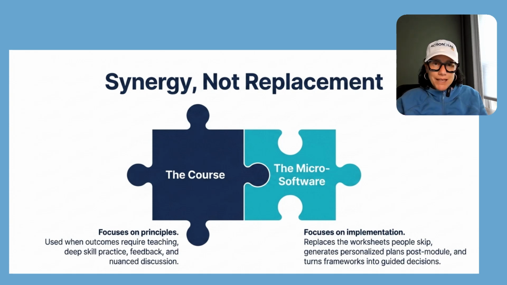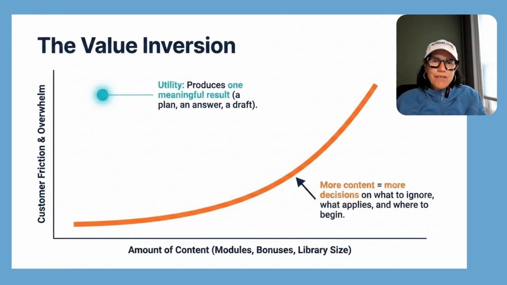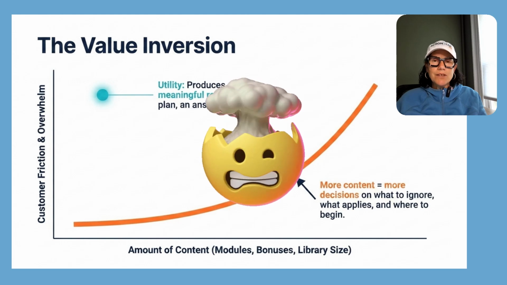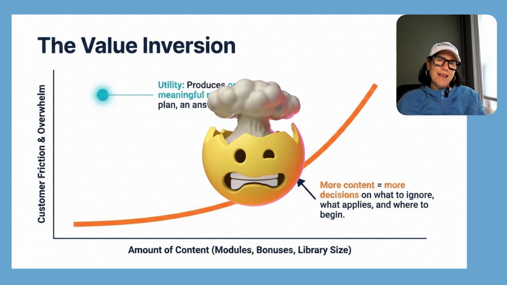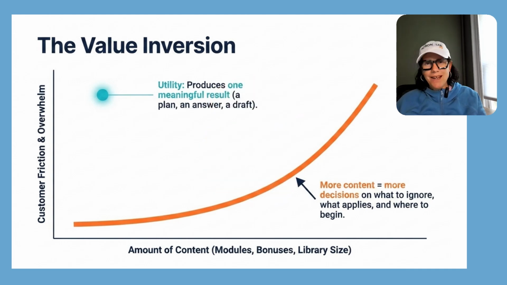The goal is not always replacement, the goal is really better implementation. Creators like myself often assume that more content creates more value, but more content sometimes can also create more customer effort. Every additional lesson, bonus, and resource gives the customer more decisions to make. What should they read? What applies to them? What can I ignore? Where should I begin? This can increase friction and overwhelm.